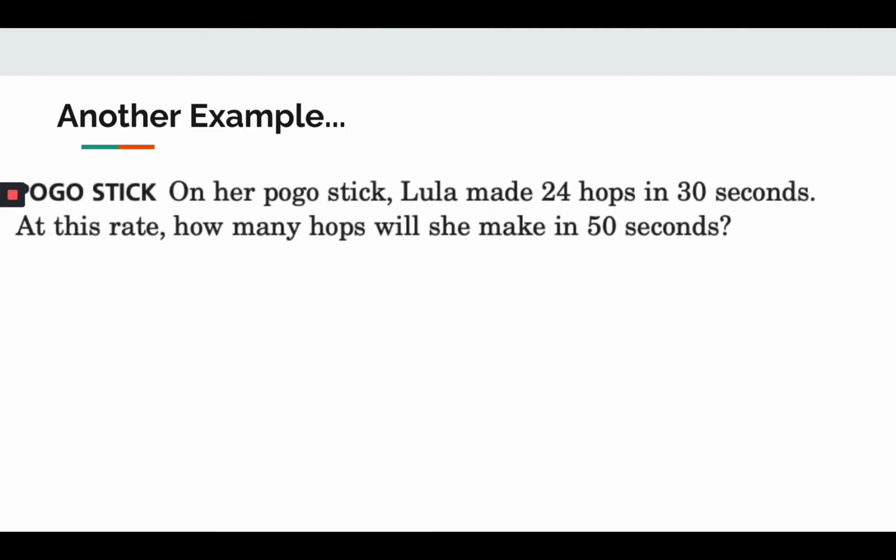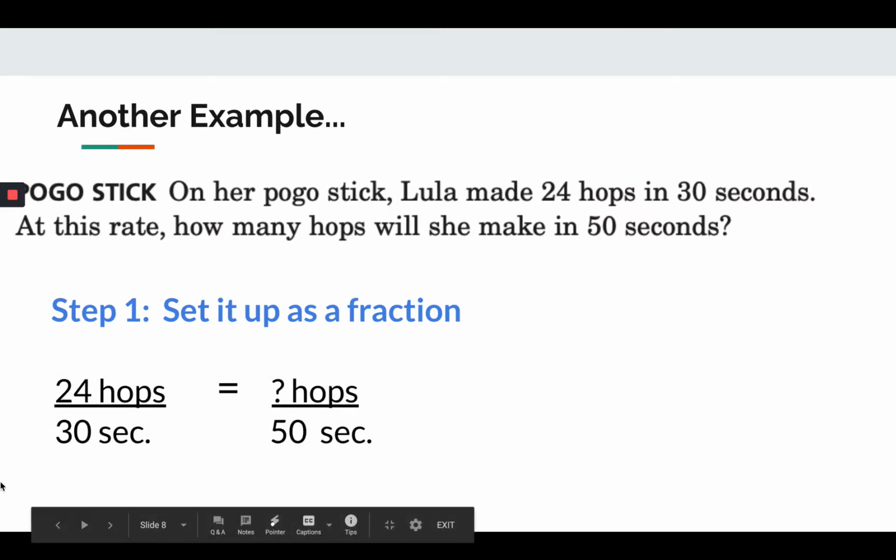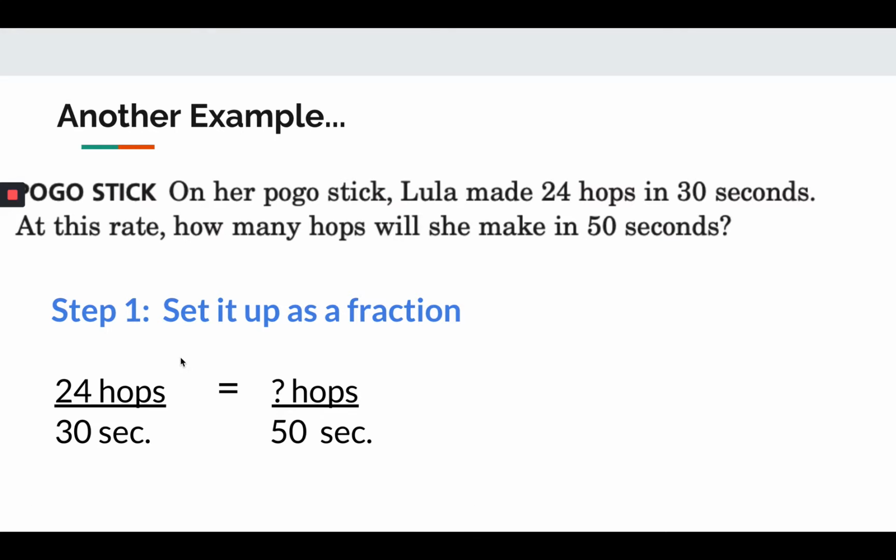Let's do one more together. On her pogo stick, Lula made 24 hops in 30 seconds. At this rate, how many hops will she make in 50 seconds? So again, step 1, set it up as a fraction. I put 24 hops over 30 seconds. Now my question is, how many hops over 50 seconds?